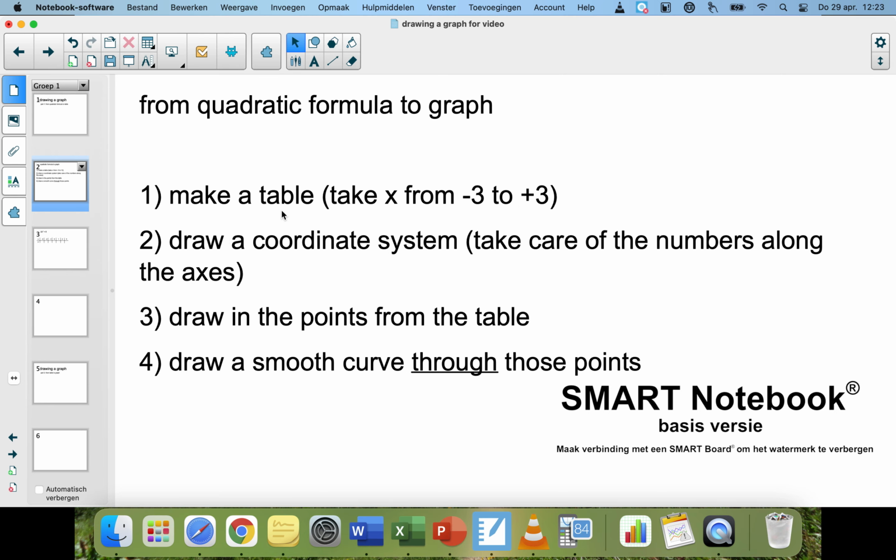Step 1 is make a table. You always need to do this for any kind of graph, but for a quadratic formula we usually take x from -3 to +3.